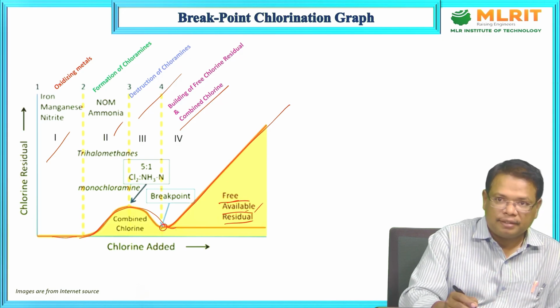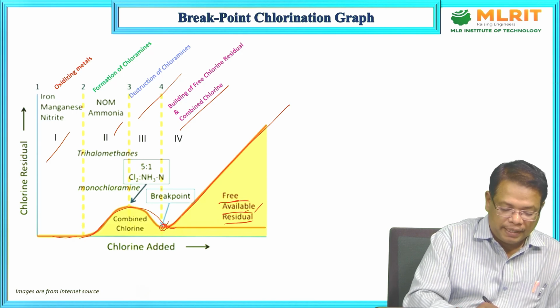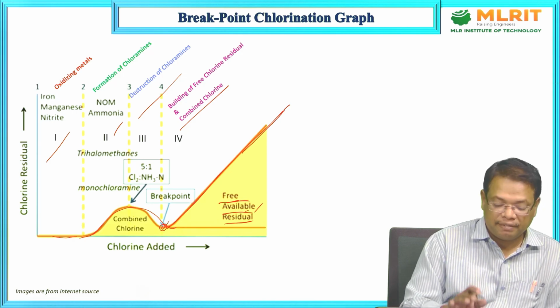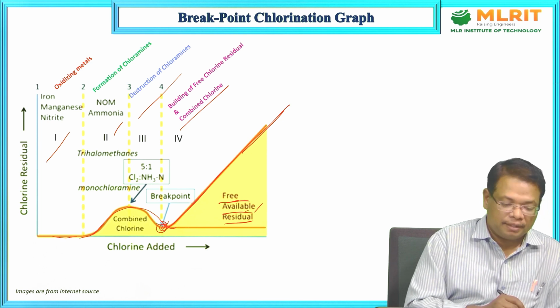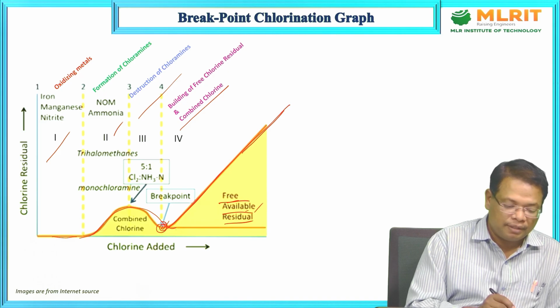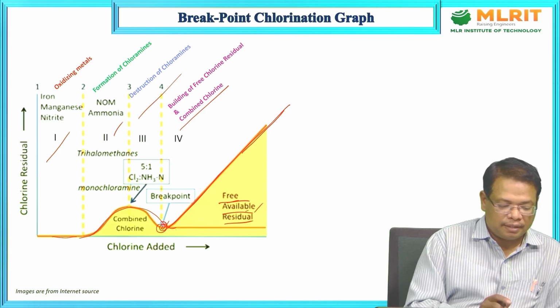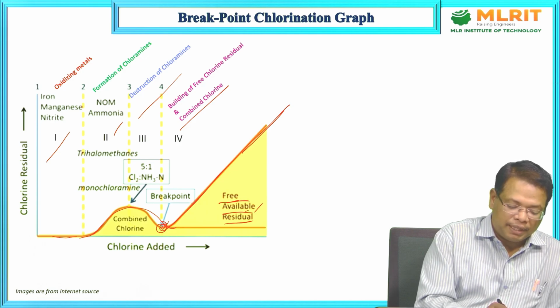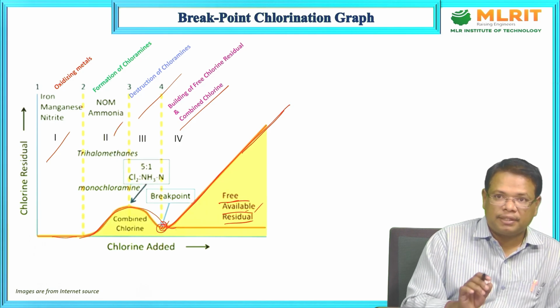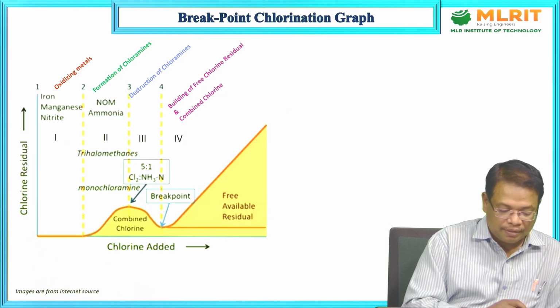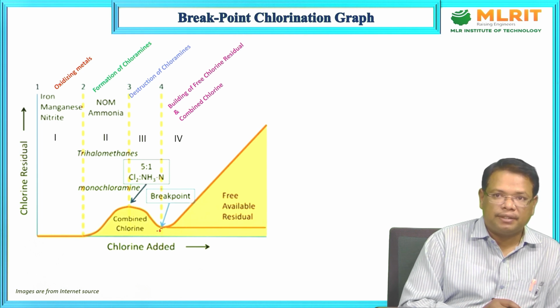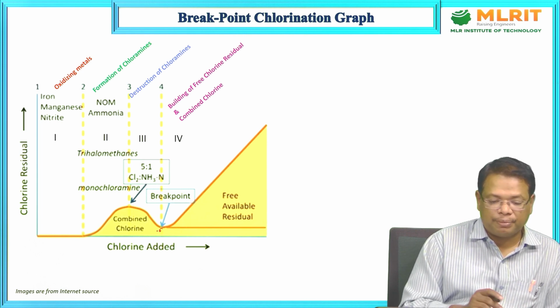Then only the linear graph will be like this. It implies that free available residual chlorine is available, so we have to stop somewhere around the breakpoint. What is the breakpoint chlorination now? Removal of all the inorganic salts, removal of the ammonia, killing of the living organisms, and the water is clear. From that point onwards, the chlorine residual will start to increase. So we have to notice this point. This is the most significant point in the breakpoint of the chlorination graph.